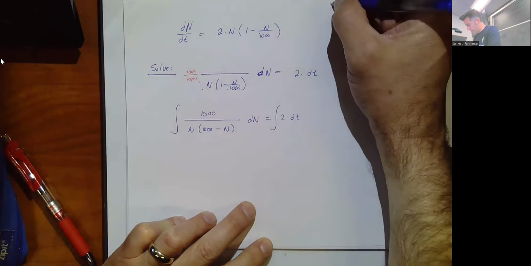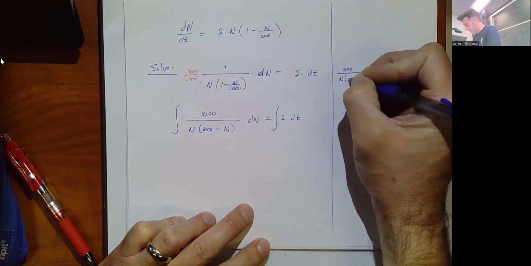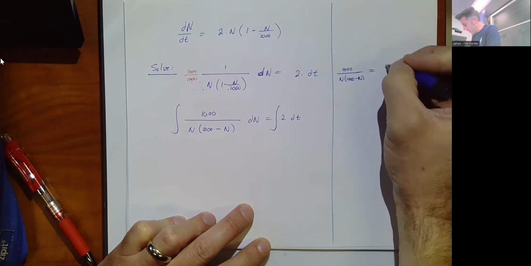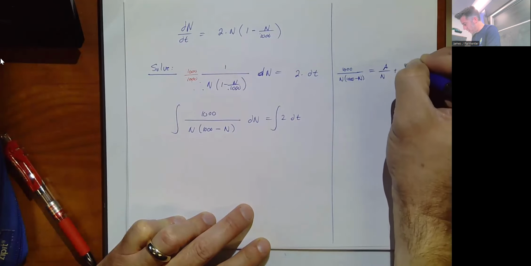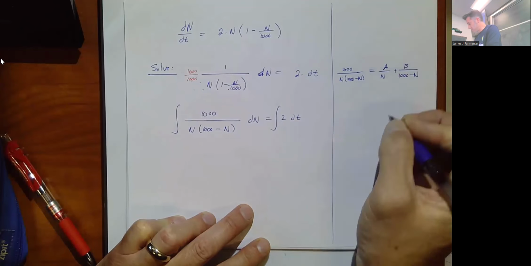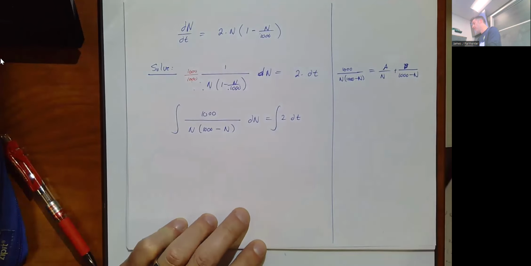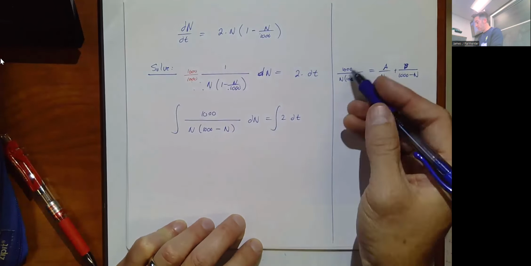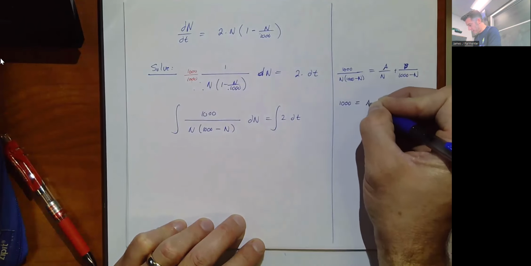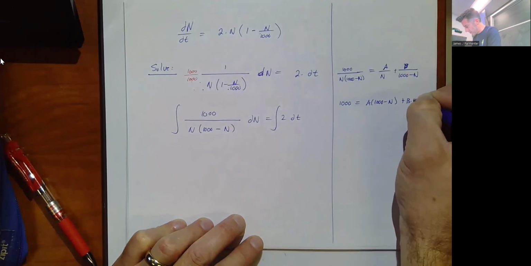So we have on the left here, 1,000 over n times 1,000 minus n equal to A over n plus B over 1,000 minus n. Someday I'll be able to write a B that doesn't look like a 13, but it's not today, clearly. Multiply both sides by the common denominator. So you're going to get 1,000 on the left equal to A times 1,000 minus n plus B times n.